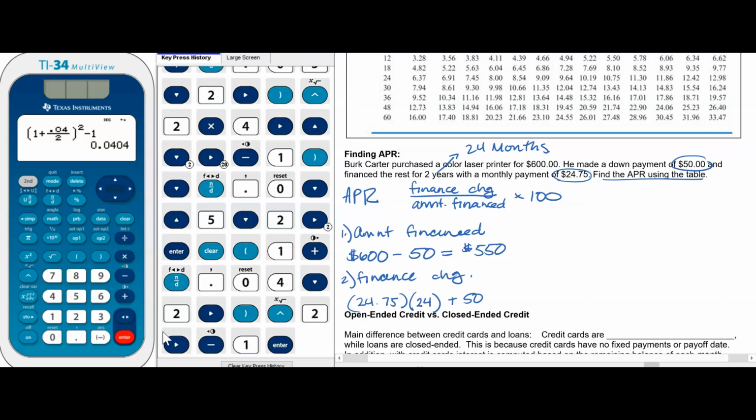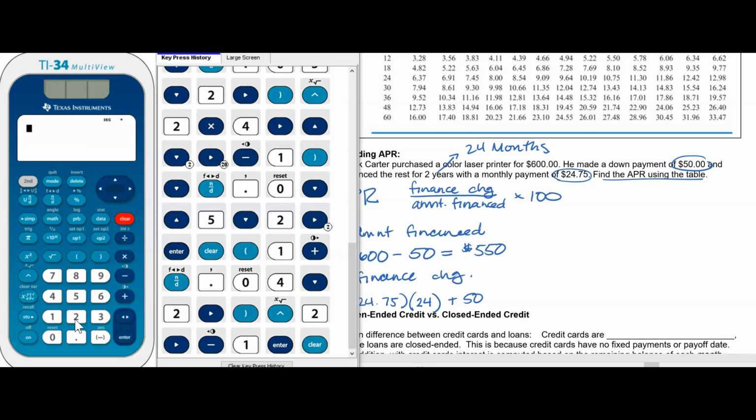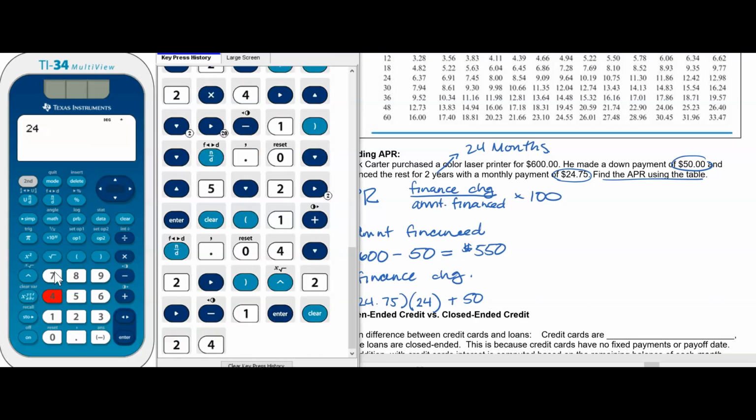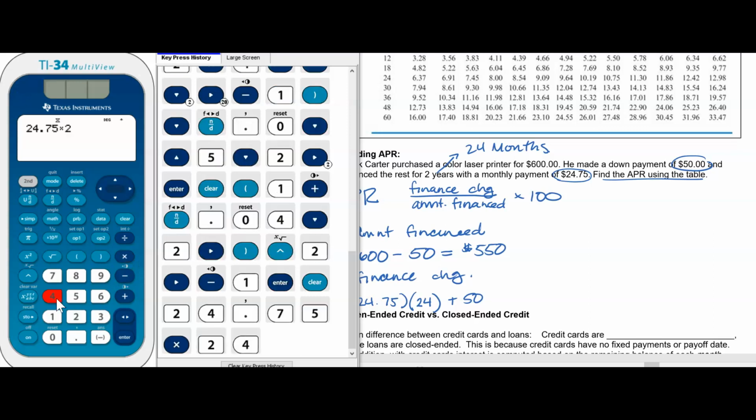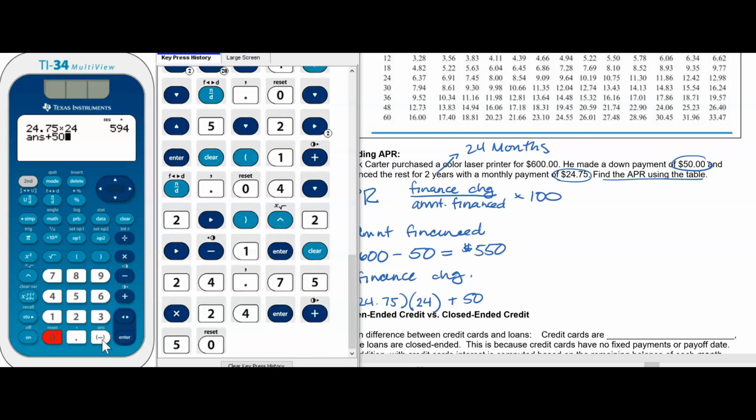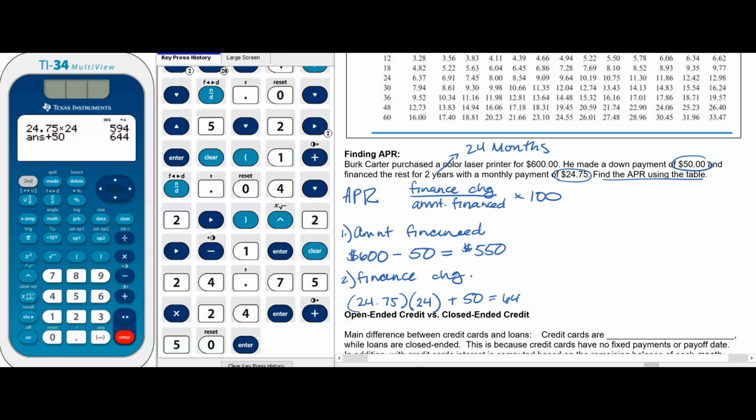So I'm going to come over to my calculator and do 24.75 times 24. He ends up paying $594 over those 24 months, and then he also made that down payment in the beginning, so I want to add that $50. So he ends up paying $644. That's the total installment price, the total that he ends up paying for the item.